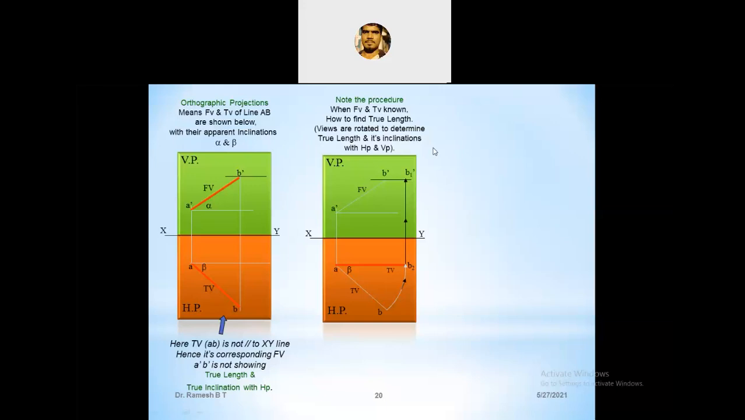Then we get the B2 point, and from the B2 point project vertically up to the locus of B dash. There is an intersection point. That intersection point is B1 dash, and joining B1 dash to A dash, that A dash B1 dash represents the true length. That is theta. Similarly, if you want the true length in the top view, you can do the same.